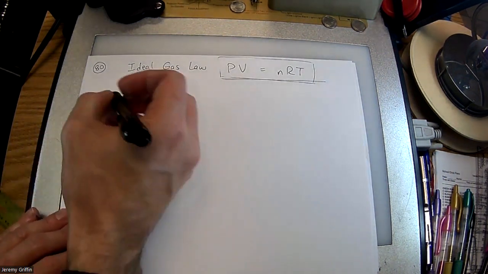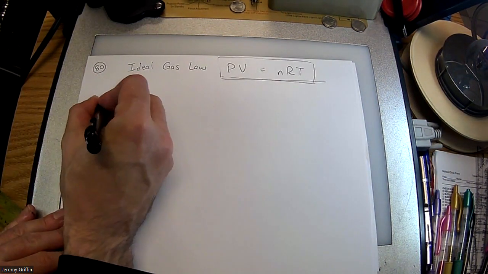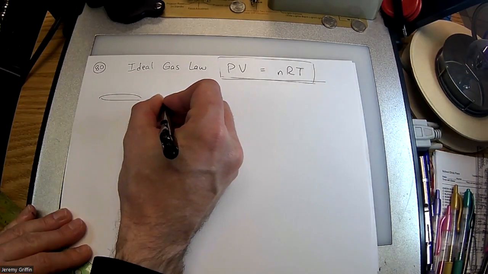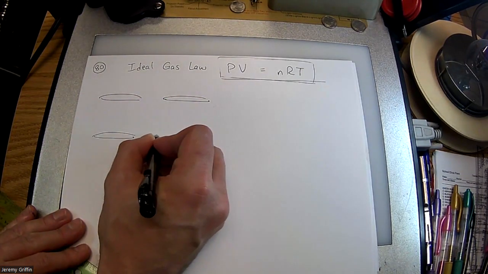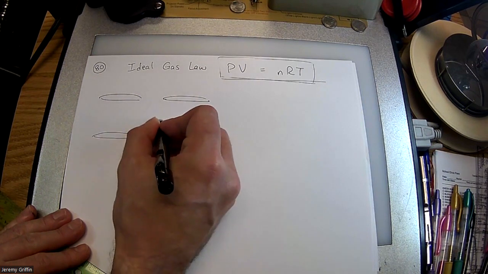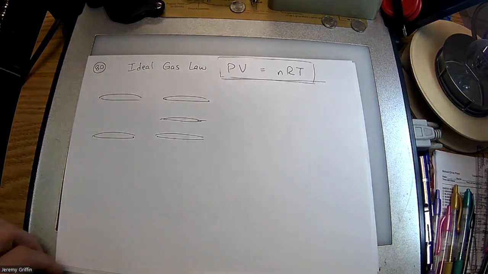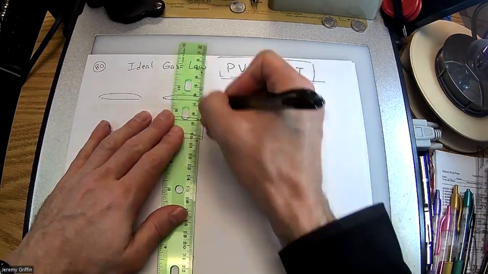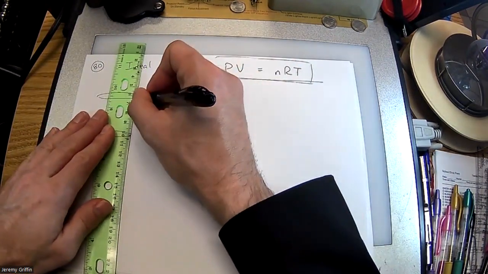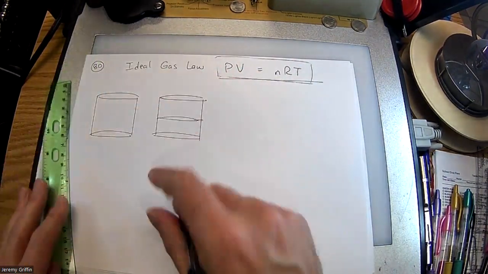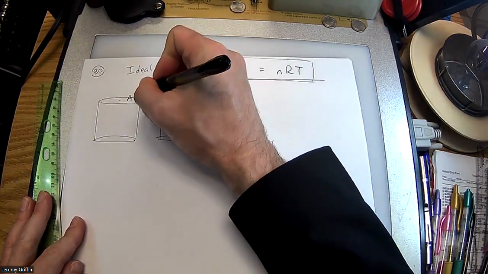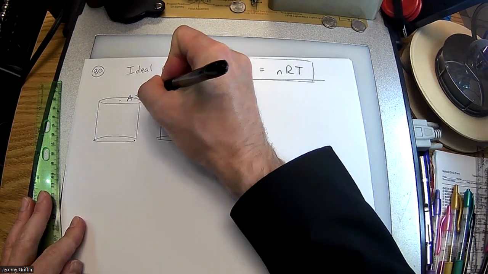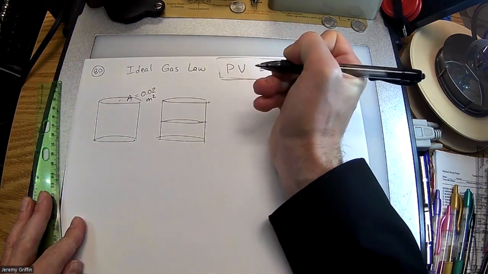Then I want to draw this picture. So I'm going to do before and after. Get a couple of containers side by side. Here are my containers. It's got a piston that's being pushed down. There are my containers. I have a cross-sectional area, my paper says, of 0.02 square meters.